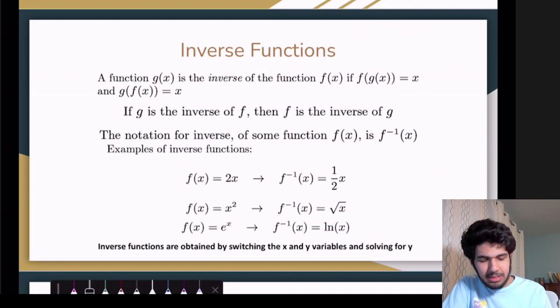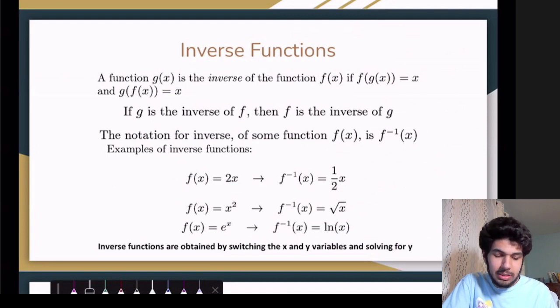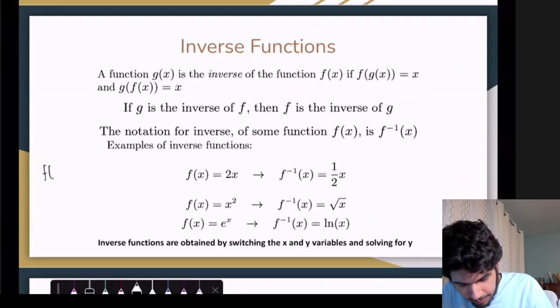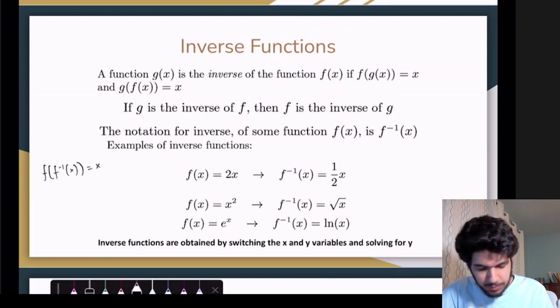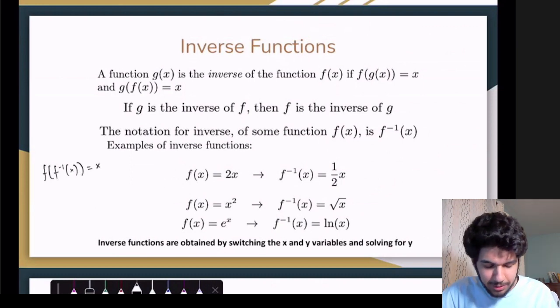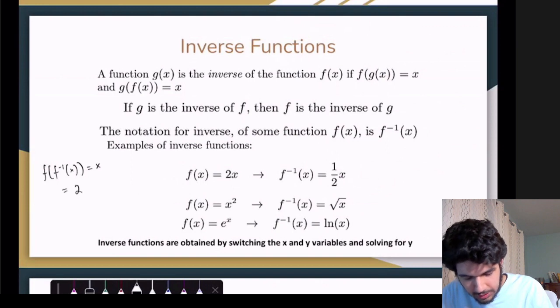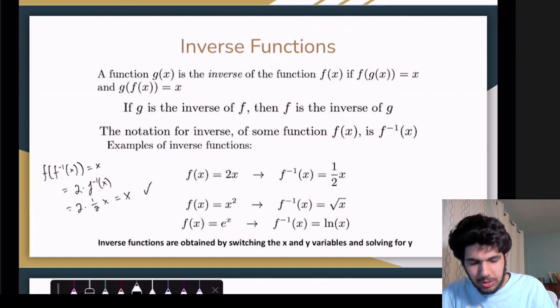And then here we see some examples of inverse functions. So the inverse of 2x is 1/2 of x. So we can check this. We need to have f of f inverse of x equal to x. So f of x is 2 times x. So where we see an x, we should plug in f inverse of x. So this would equal 2 times f inverse of x, which is equal to 2 times 1/2 x, which is equal to x. So that does indeed check out.